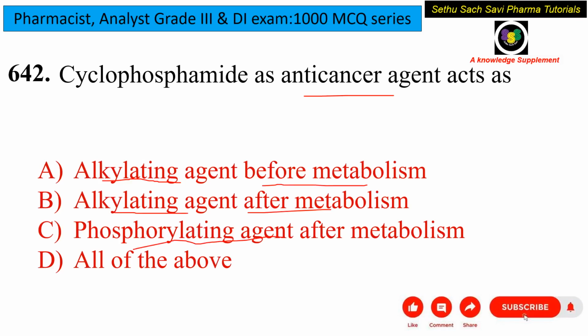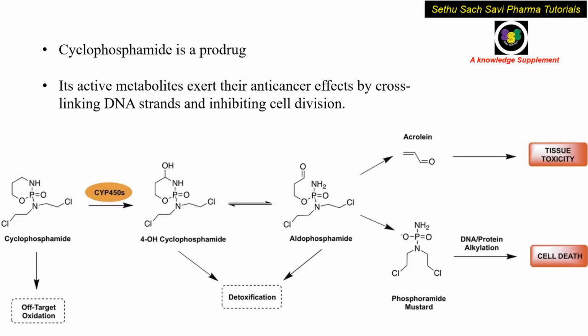See, cyclophosphamide is basically a prodrug. Prodrug undergoes metabolism so as to release the active drug. Cyclophosphamide undergoes metabolism by CYP450 enzymes, and from aldophosphamide, it gives acrolein, which is an important compound, and phosphoramide mustard. This phosphoramide mustard is very important for producing the activity. What type of activity? Alkylation of DNA or protein, which leads to cell death. So here phosphoramide mustard is very important.